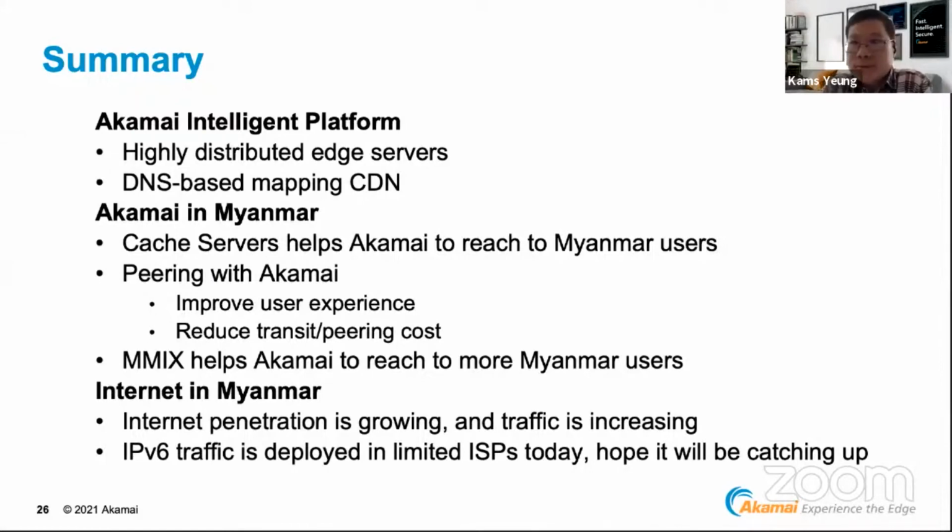So I just want to summarize my presentation here. Number one, Akamai CDN is an intelligent platform, which is a highly distributed edge server. We are a DNS based mapping CDN. We deploy cache servers in Myanmar so that we can provide a better web experience for Myanmar users. We encourage you to have an Akamai cache server or peering with Akamai, so that it could help improve your user experience and reduce your transit costs.